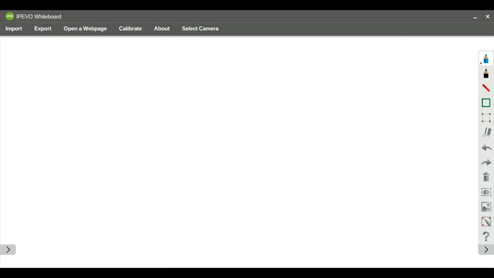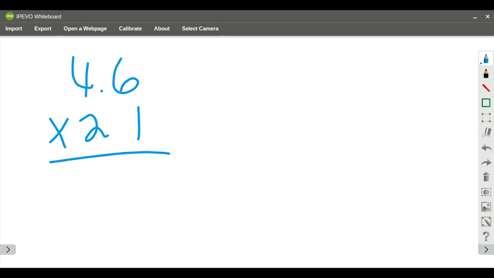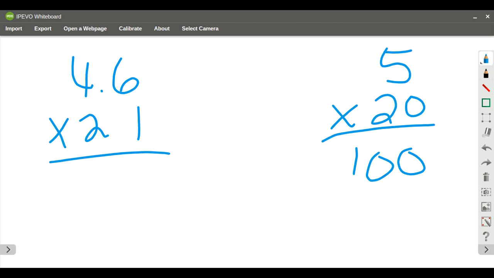All right, so the next problem that we're going to look at is problem number 6, where I have 4 and 6 tenths, and I'm multiplying that by 21. So first I'm going to do my estimate. I'm going to do my estimate with decimals. So 4 and 6 tenths I'm going to round to 5, and 21 I'm going to round to 20. So 5 times 20 is going to be 100. So my answer should be somewhere around 100. Okay, so I'm going to look for that and check my reasonableness once I'm done.